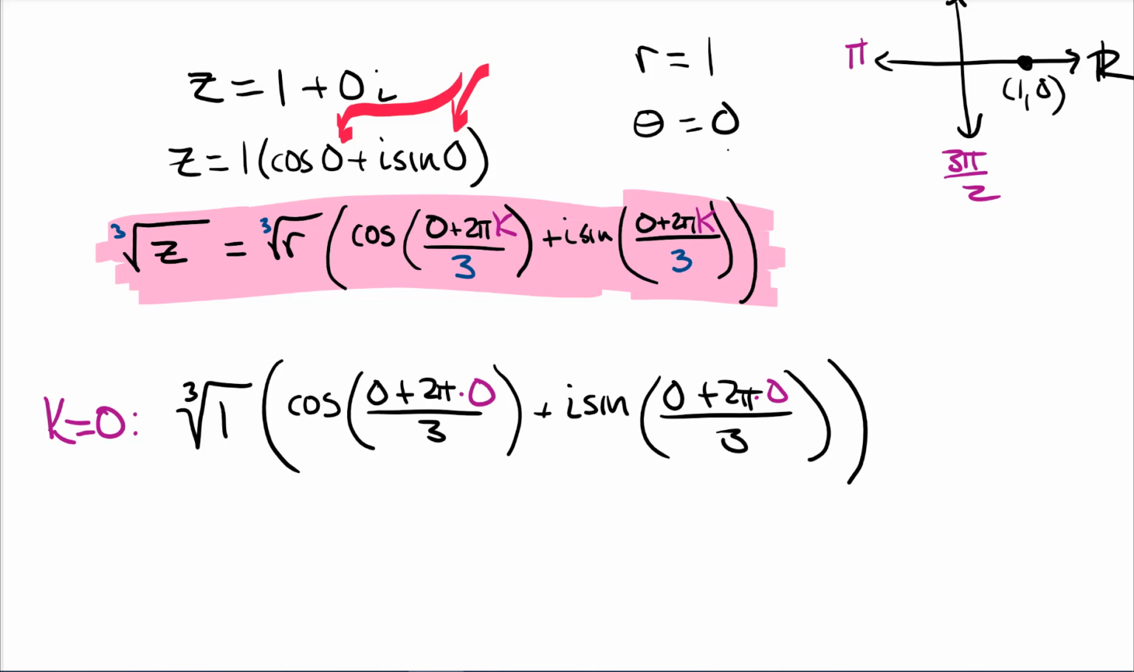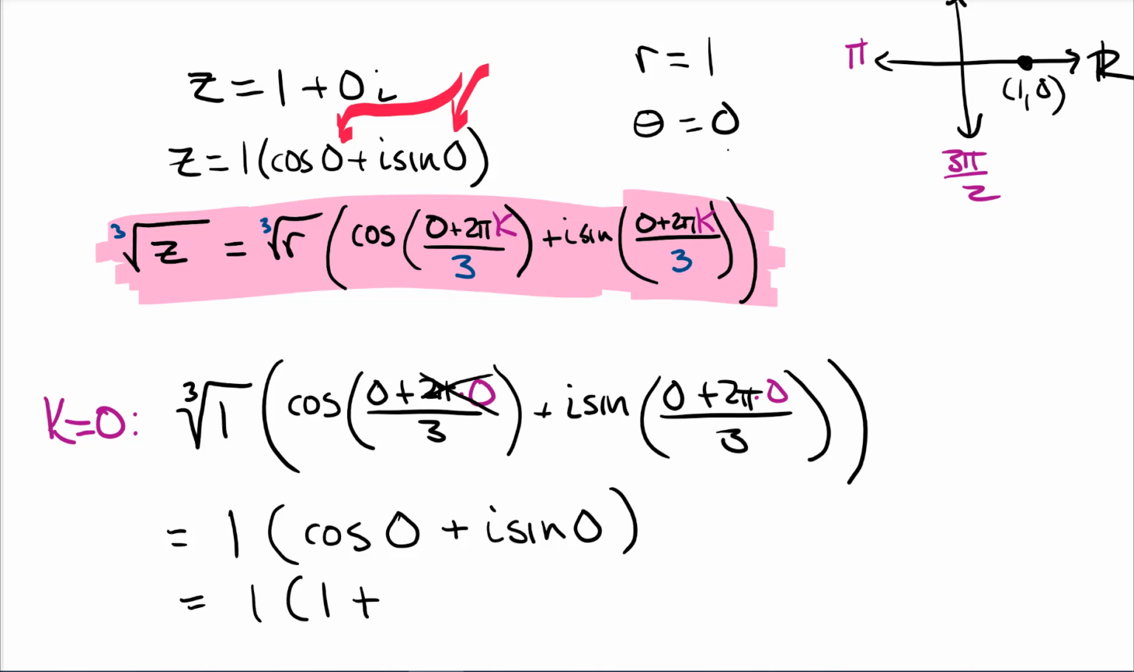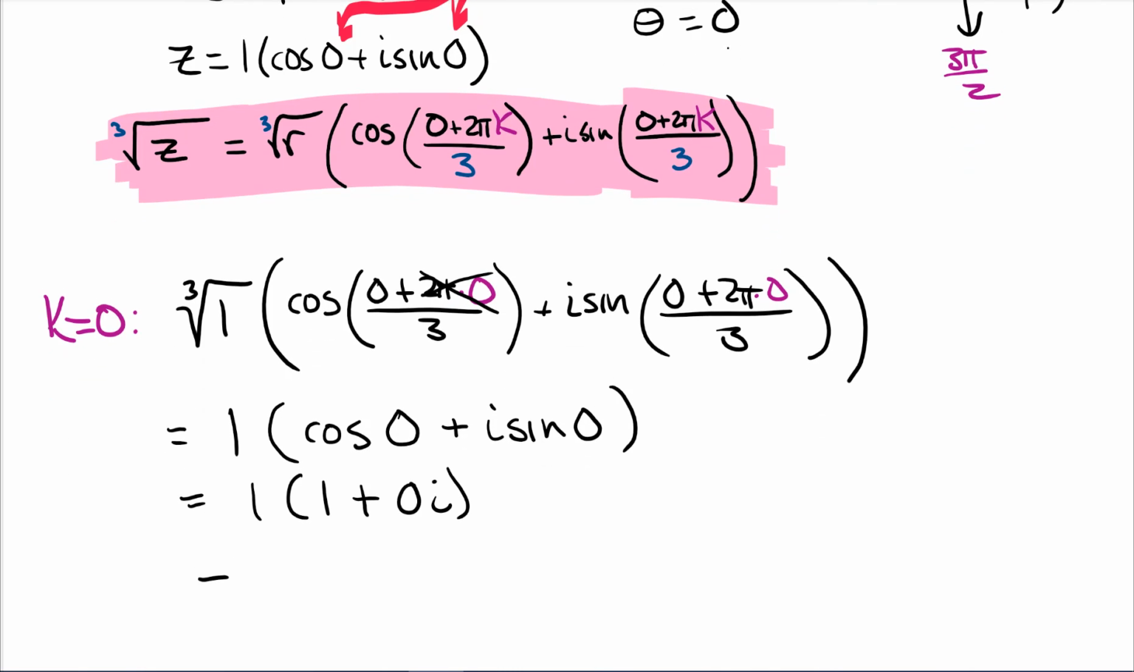So what do we get? This is going to be equal to 1 times our cosine of, and the 0 times 2 pi just goes away, giving us 0 over 3, which is equal to 0, plus i sine of, we're going to get the same thing. There's no need to even look at what's on the right-hand side. Isn't that the same as z? You get 1 times 1 plus 0i, right? Sine of 0 is equal to 0, cosine of 0 is equal to 1. Got to have that down. So since there's no i's, this is just equal to 1. But we already knew that, didn't we?